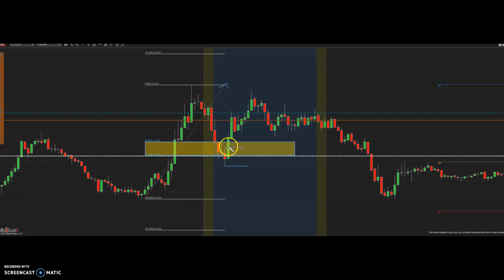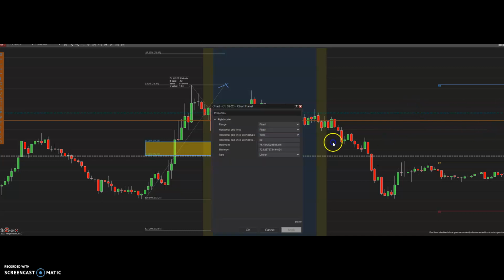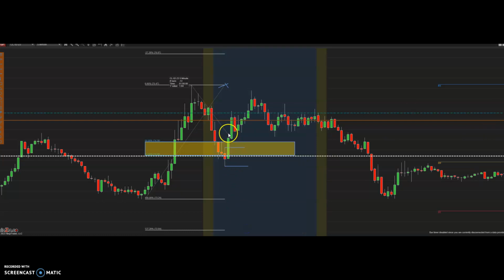So I entered here, and I went for that high there, which gave 1.04, which is almost 100 ticks. Now you guys know that I put my background in ticks. So those grid lines represent 10, 20, 30, 40, maybe 55, 60 ticks up on crude oil.